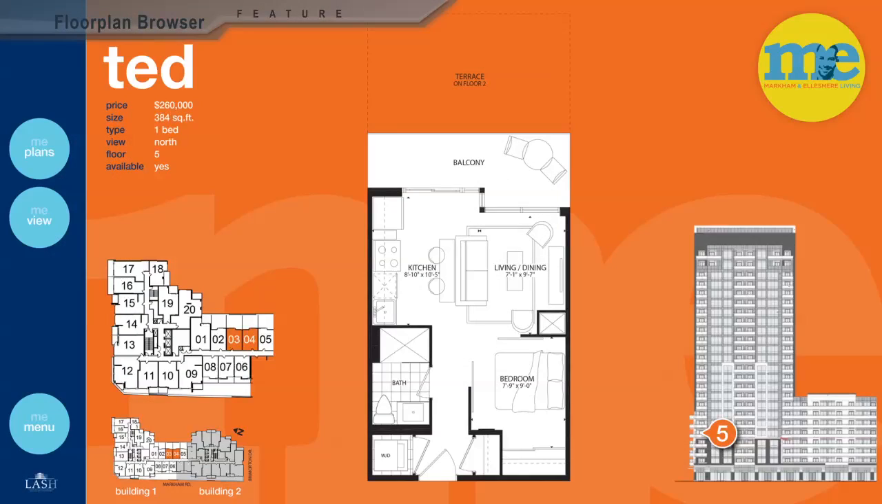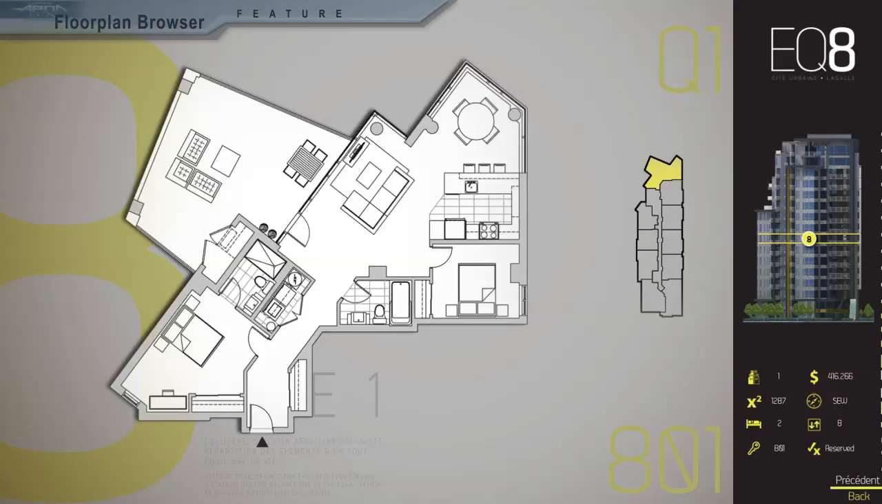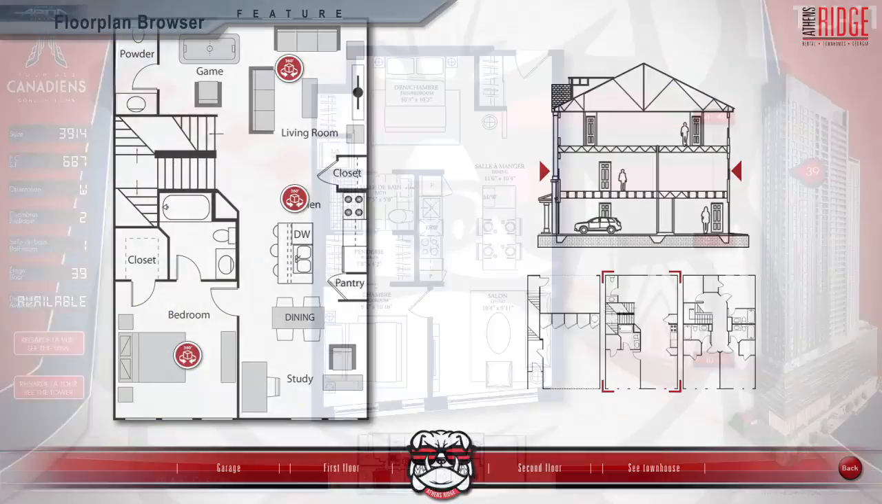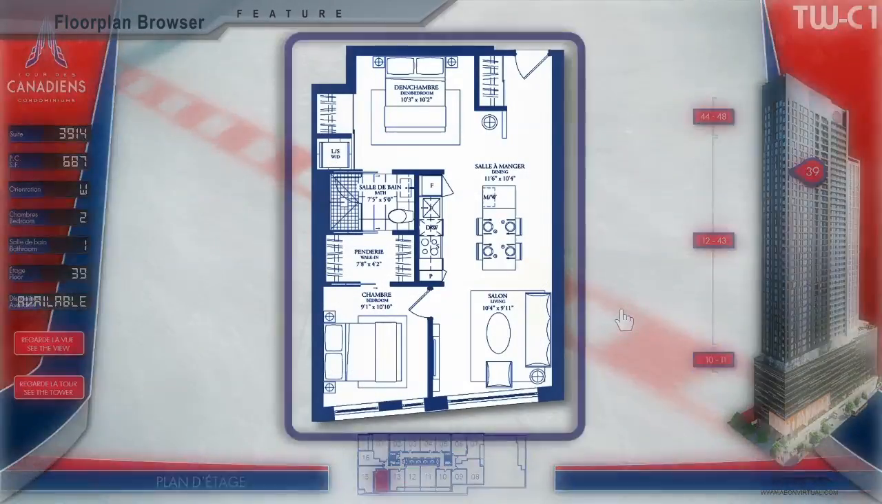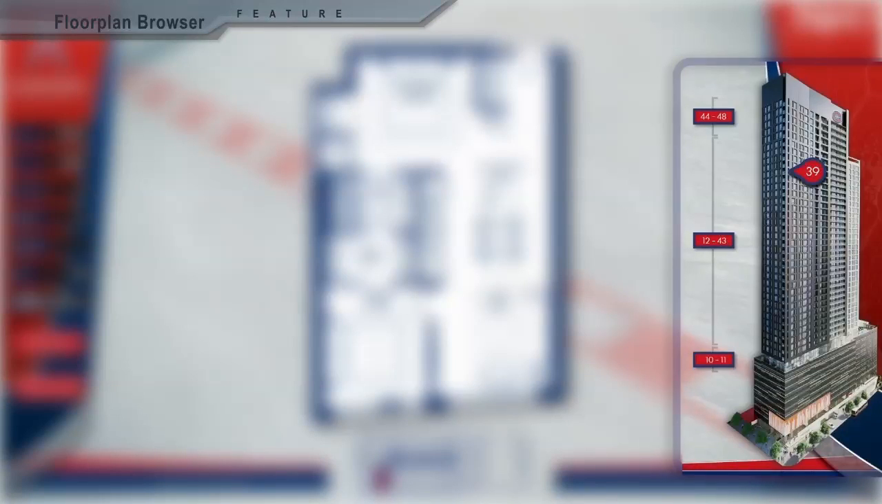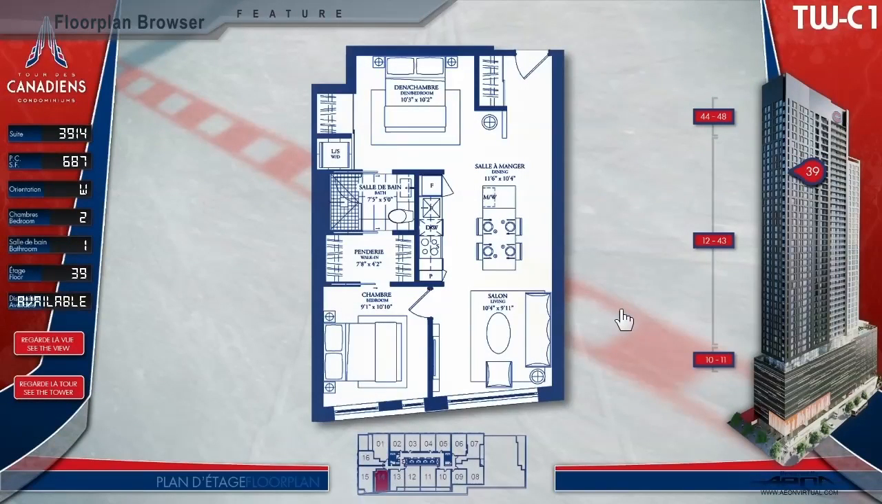The floor plan browser allows us to quickly jump between different floor plans in a building. It consists of some basic elements. These are the floor plan, the floor plate, the condo information, the building view, the Views button, and the Back button. By looking at the condo information, we can see that we're looking at the plan for condo 3914, which has an area of 687 square feet, has a view on the west, has 2 bedrooms, 1 bathroom, and is on the 39th floor.